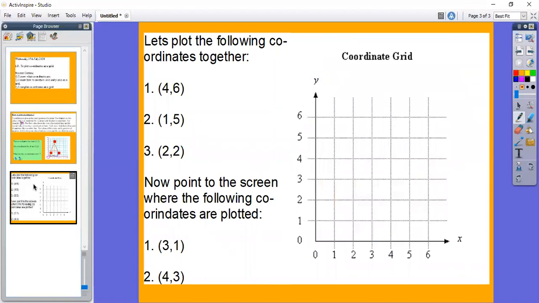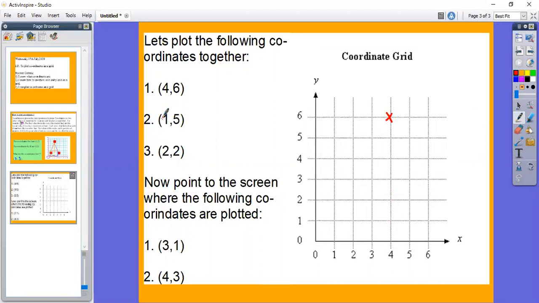Let's plot the following coordinates together. So you should have a go at this and freeze the screen so you don't see my answers, and then you'll come back and have a look at the answers to make sure you're correct. So the first is 4, 6. Along to 4, up to 6. I'm going to plot my first one here.